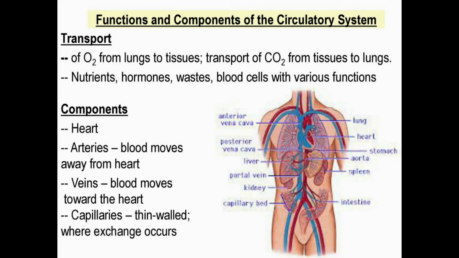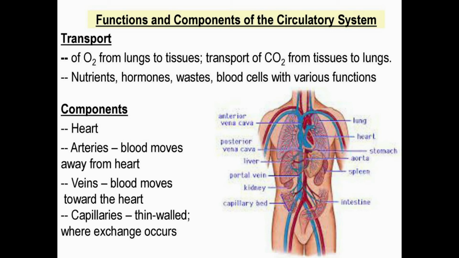So I already told you the main function of the blood: it is to carry the oxygen from lungs to tissues and transport carbon dioxide from tissues to lungs. Nutrients, hormones, waste, all these things are transferred from one place to another through the blood. The blood is seen in the blood vessels.